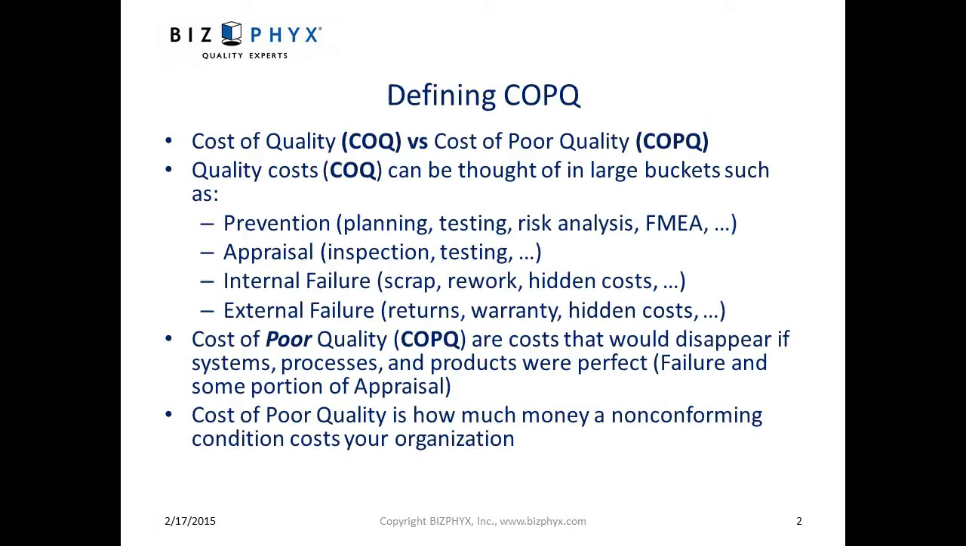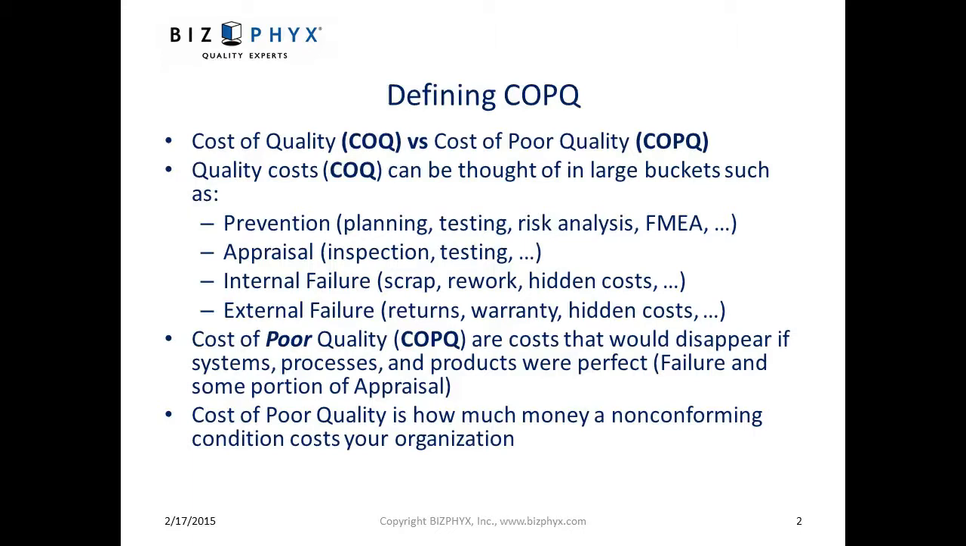Let's start with some basic definitions and concepts. So we have the cost of quality, CoQ, versus the cost of poor quality, CoPQ. Quality costs, CoQ, can be thought of in large buckets. For example, prevention includes planning, testing, risk analysis, failure modes and effects analysis. Appraisal would include inspection and also some testing. Internal failure, which is costs that you incur inside of your own company, would include scrap, rework, and some hidden costs, and we'll talk about hidden costs in a little bit.